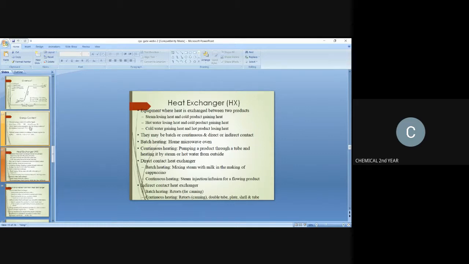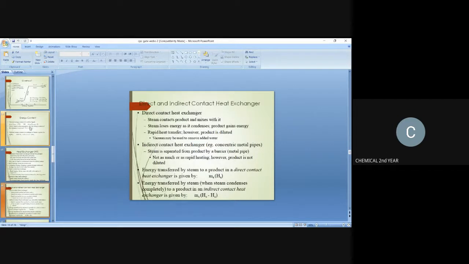Next, indirect contact heat exchanger. This also includes batch heating and continuous heating. Retorts for canning, double tube, plate, shell and tube. These are some examples of heat exchangers.